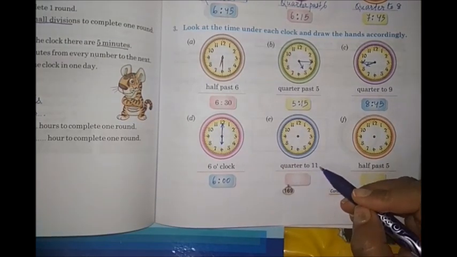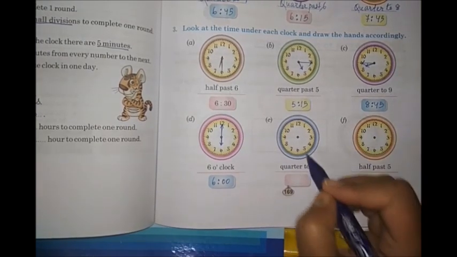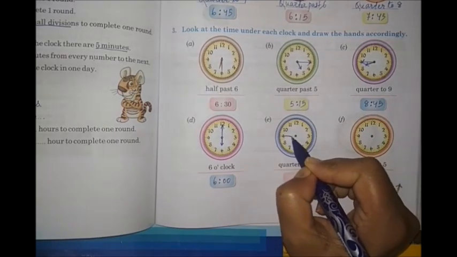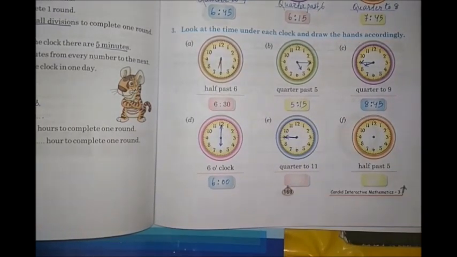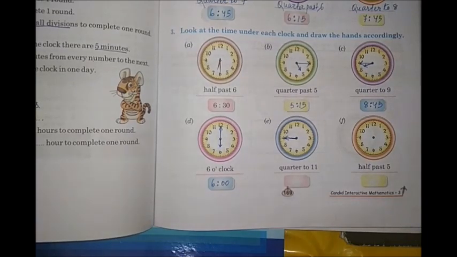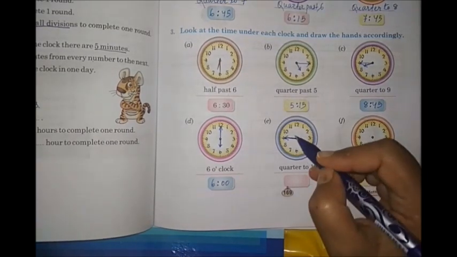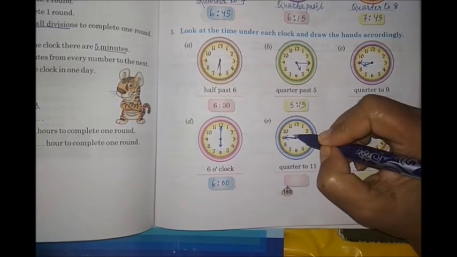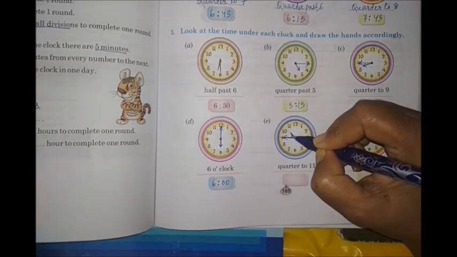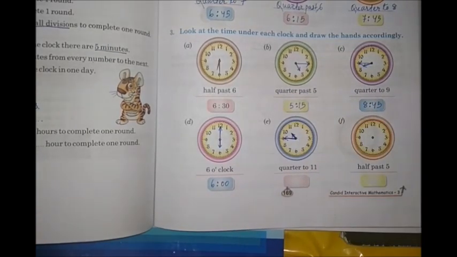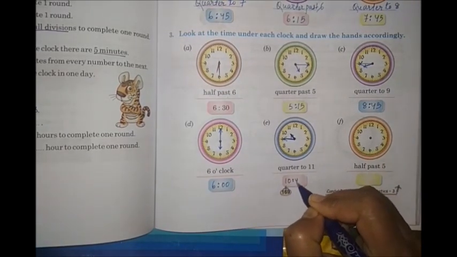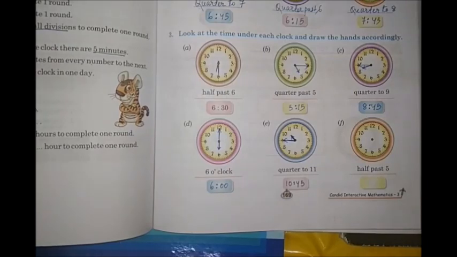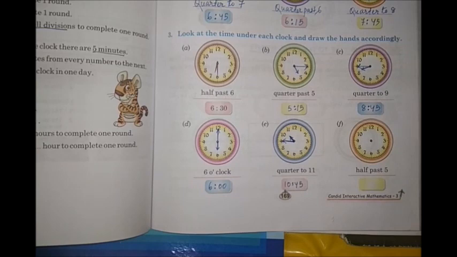Now quarter to 11. I already told you, quarter to means 15 minutes are left. That means you have to draw the minute hand at 9. Quarter to 11 means 10 o'clock is already crossed and 11 o'clock is left. So draw the short hand between 10 and 11. Quarter to 11 means it is 10:45, not 11:45. In quarter past you can write the hour, but in quarter to you have to write the previous hour that is already crossed.